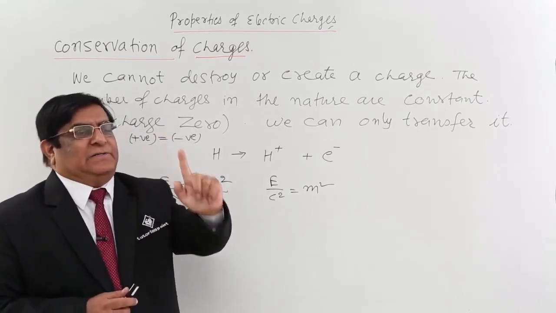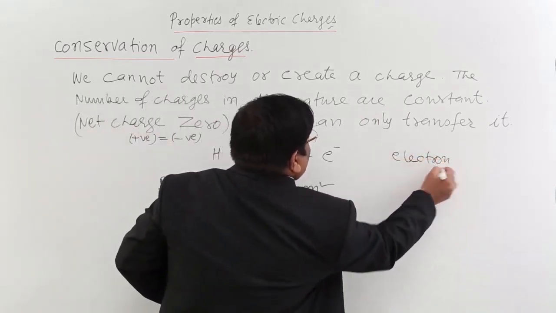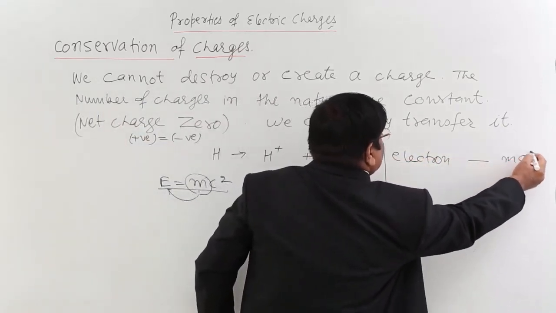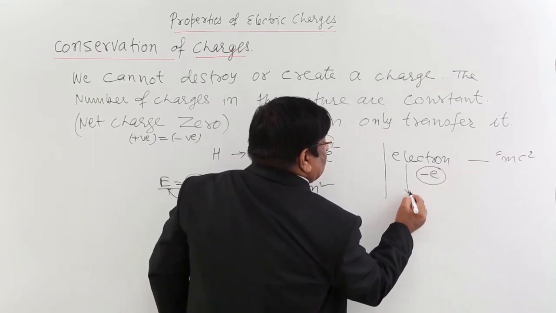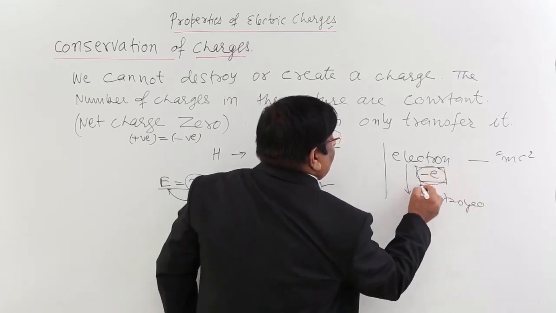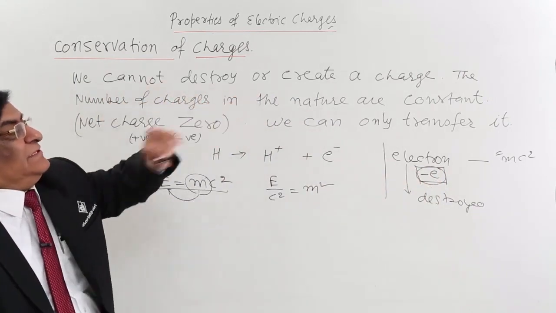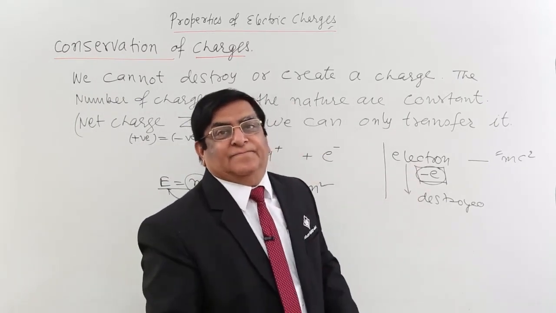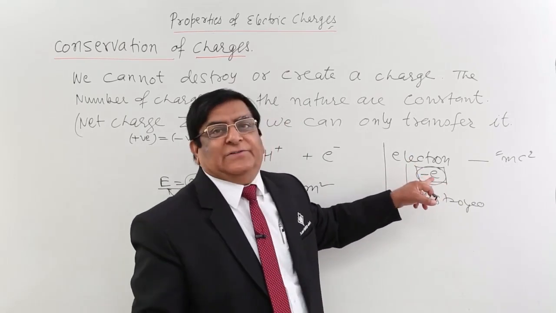First, the smallest one is lost, and that smallest one is the electron. If an electron is destroyed and it gives energy, no problem, it will give energy. But the thing is, the electron has a charge. When the electron is destroyed, then this charge is also destroyed from nature. But we have just written that we cannot destroy a charge. Yet in an atom bomb we see the electron is actually destroyed.